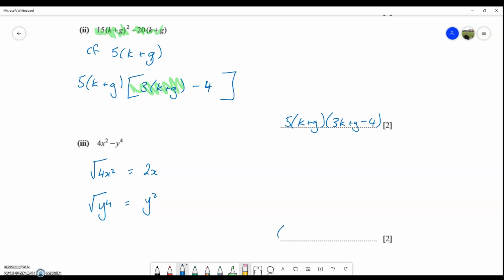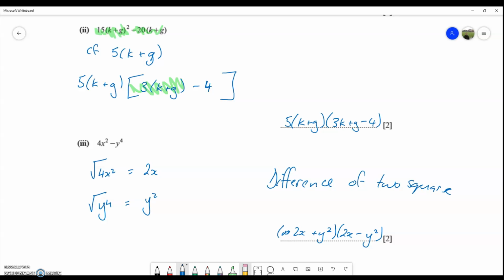So we can put our answer as the difference of 2 squares. So it should be 2x plus y to the power of 2 bracket, 2x minus y to the power of 2. So that's the difference of two squares, or factorising the difference of two squares.